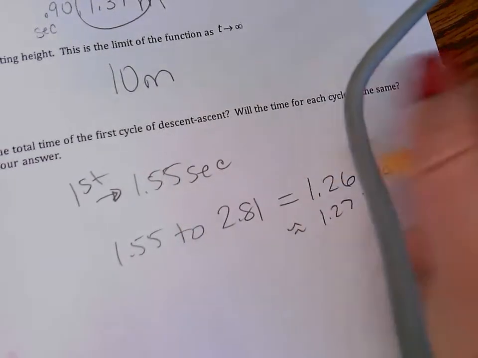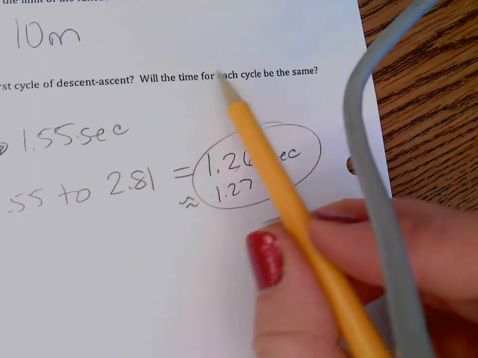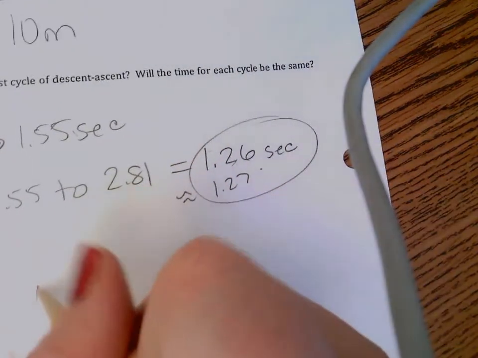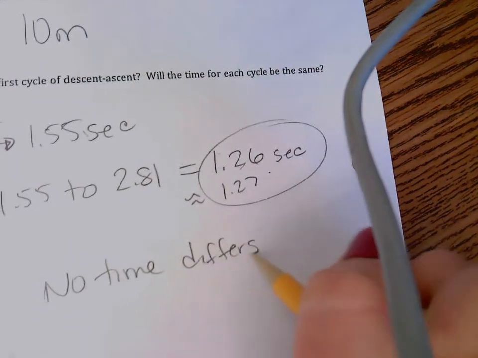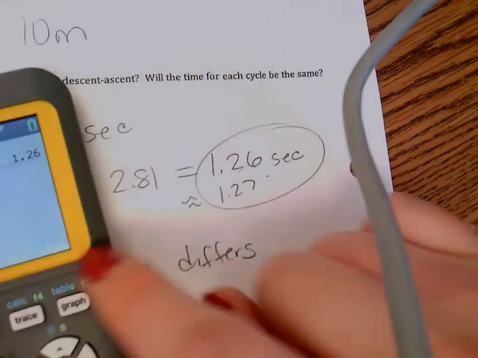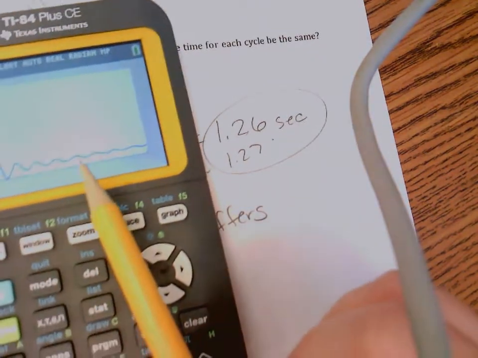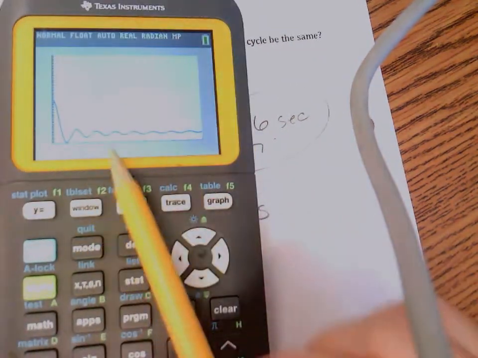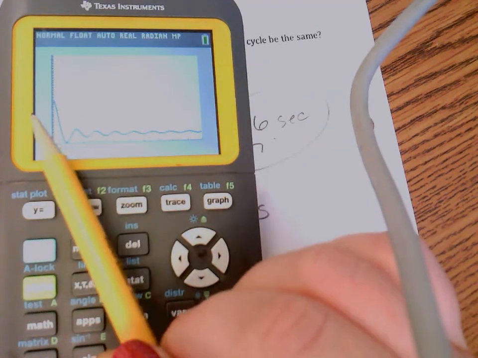So are those the same? Nope. Will the time for each cycle be the same? Nope, the time differs. And actually, if you kept going out, these lower peaks all are actually pretty evenly spaced because of the period of the function, but this first descent ascent is longer, just because it went further.